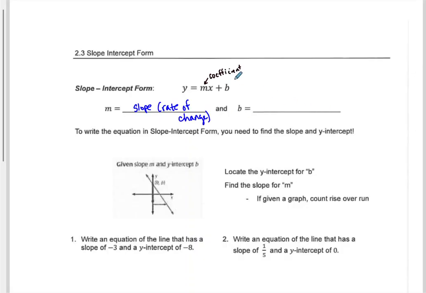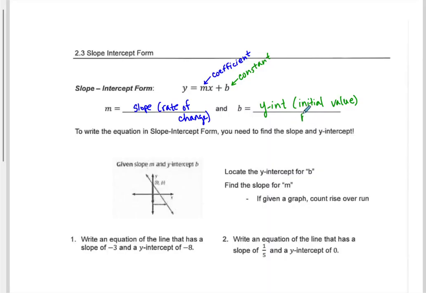And then the number here, the constant, is the y-intercept. The constant doesn't have a variable attached to it and represents the y-intercept. In word problems, it will probably say something like initial value.